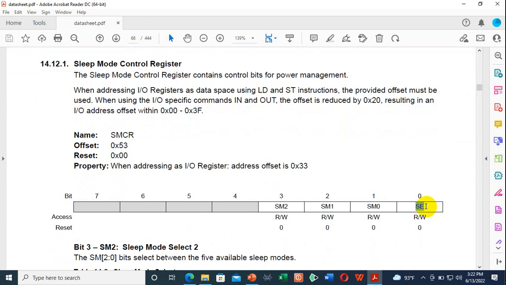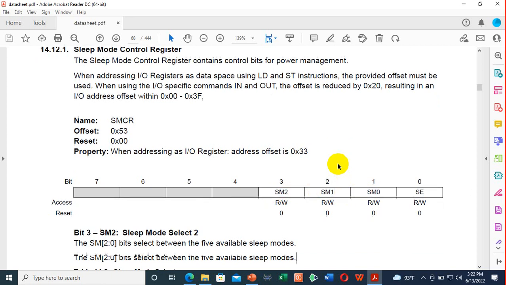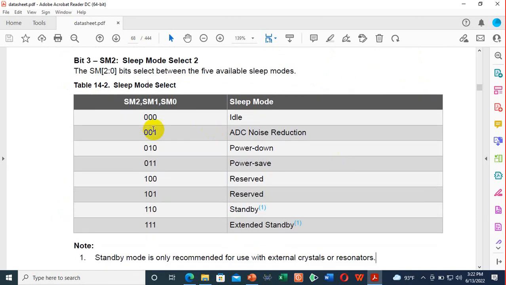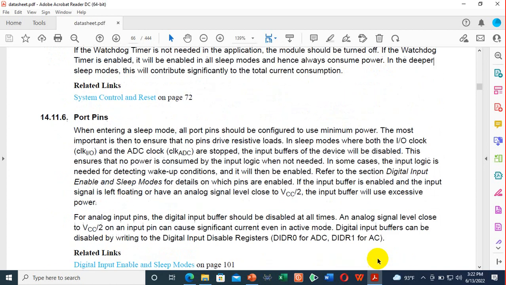After sleep mode is enabled, you can use this 3-bit combination to select one out of 6 sleep modes. Look at over here, the 3-bit combination. When they are 000, then idle mode. When they are 001, ADC noise reduction. 010, power down. 011, power save. 100 is reserved. 101 is reserved. 110 is for standby. 111 is for extended standby. And again, standby mode is only recommended for use with external crystal or resonators. Now, the description of the different sleep modes you can find in a specific block.